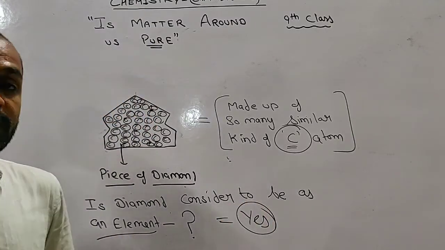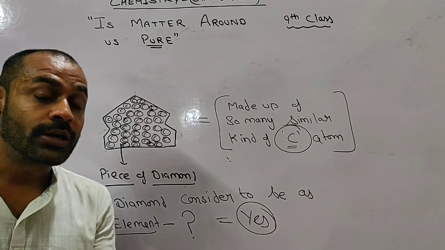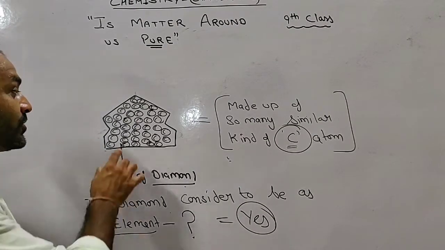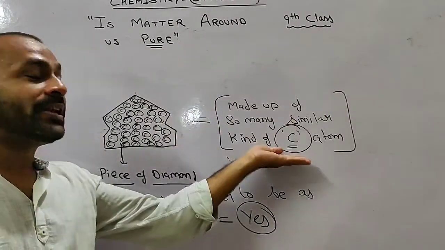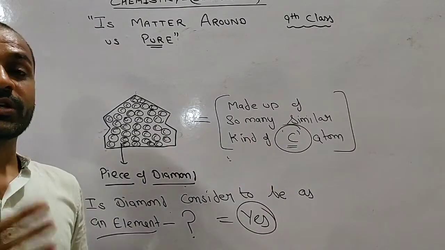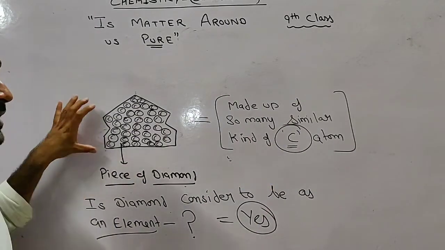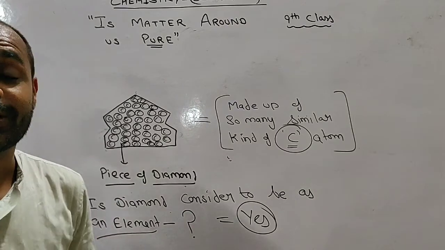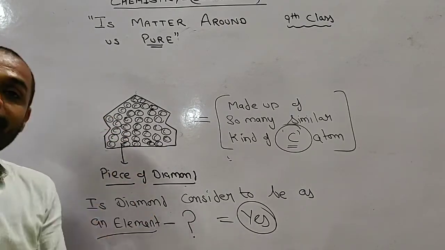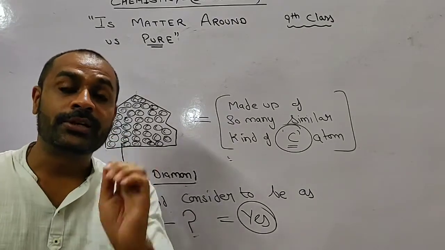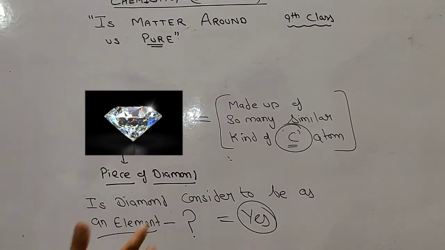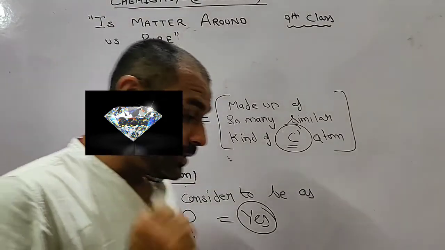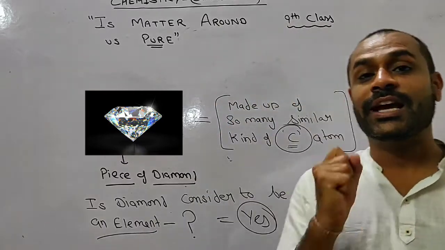The diamond is considered to be an element of carbon because it is made up of so many similar kind of carbon atoms. So that is an element because it is a pure carbon substance I am talking about. So the question arises, why is the diamond considered to be an element?